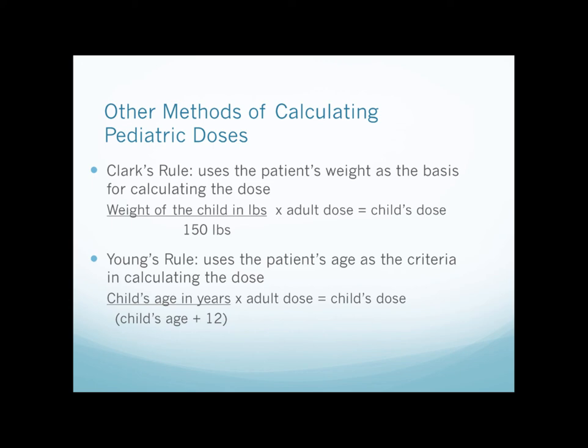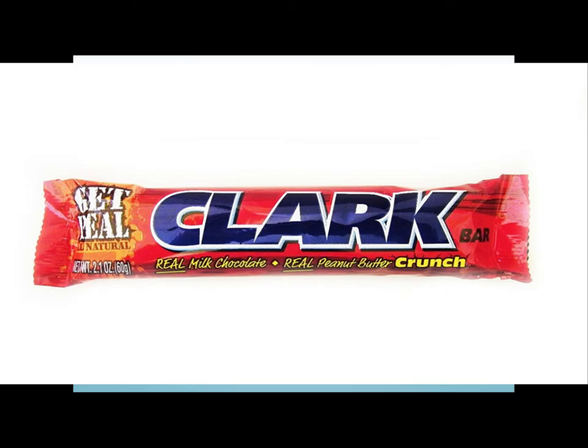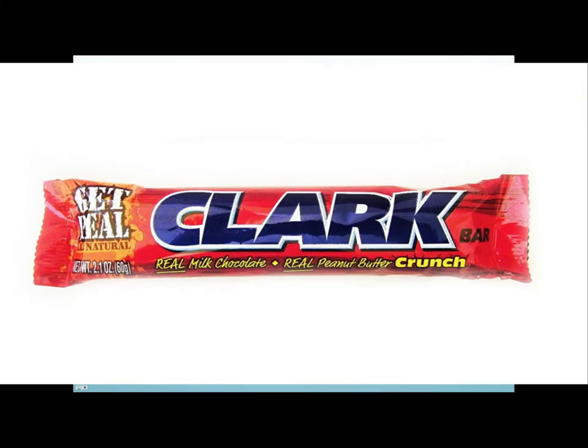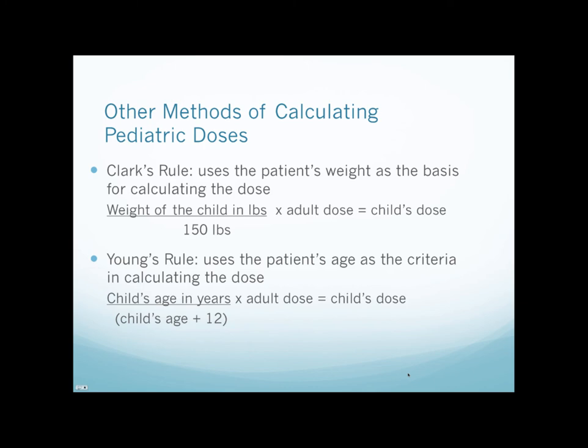In pediatrics, they might also use weight to calculate a dosage. Oftentimes they use something called Clark's rule, and that would be the weight of the child in pounds divided by 150. So that's kind of like the average adult, I guess, times the adult dose equals the child's dose. So that gives you a ratio for how much that child weighs. And I always think about Clark's rule using a Clark bar, the old candy bar, and think about weight.